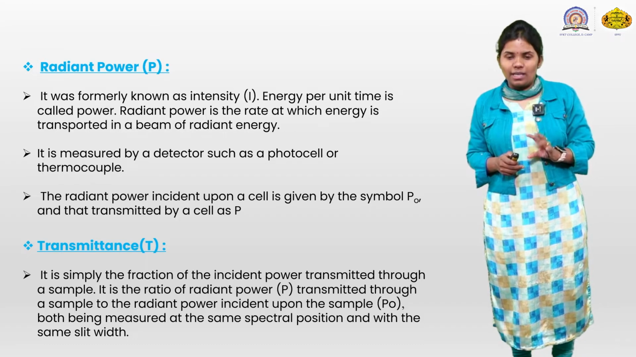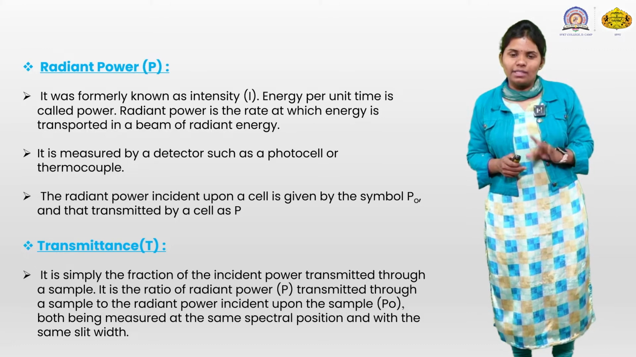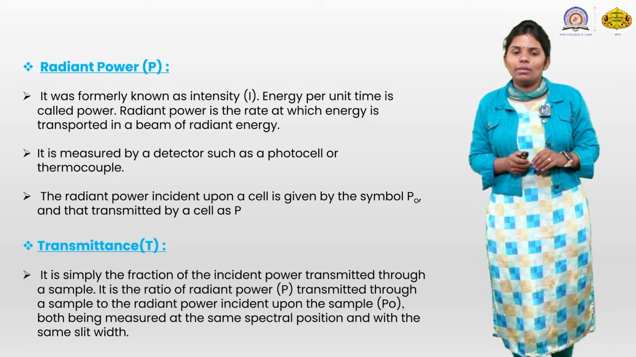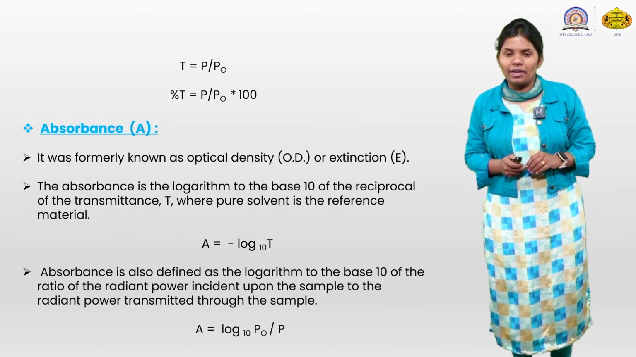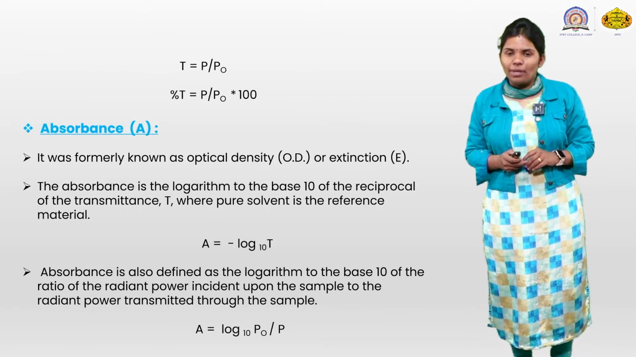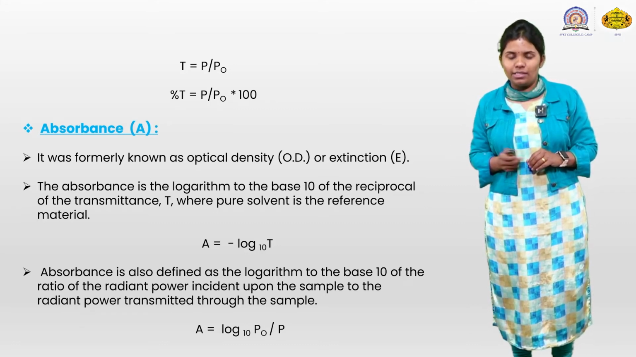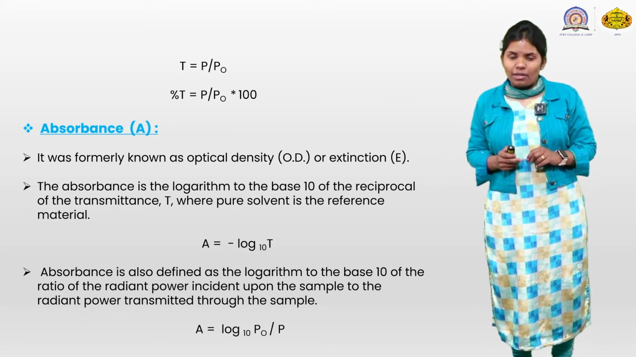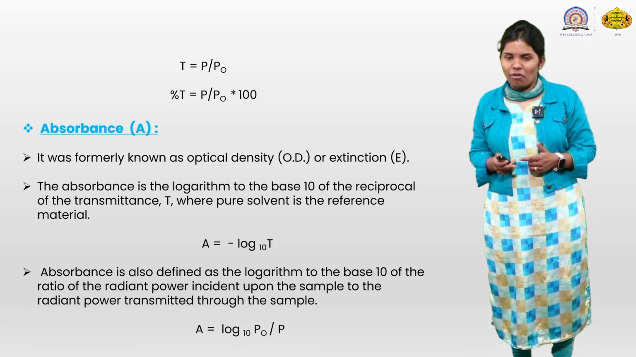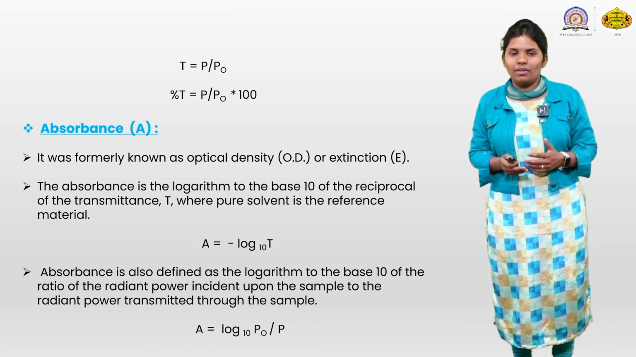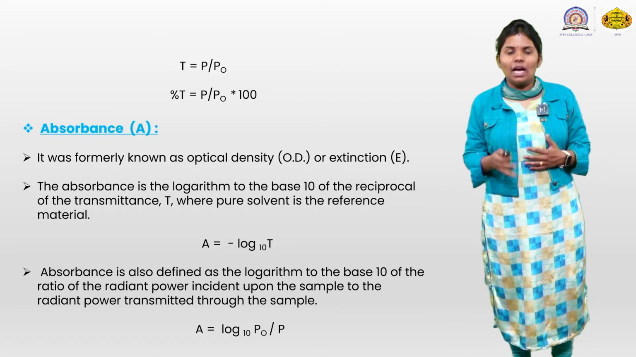You can write it as the radiant power transmitted through the sample divided by the radiant power incident upon the sample, both being measured at the same spectral position and with the same slit width. So you can write T is equal to P upon P0, the transmitted over the incident light. Or if you want to calculate the percentage transmitted, you can simply multiply the formula by 100. So percent transmission is equal to P upon P0 multiplied by 100.